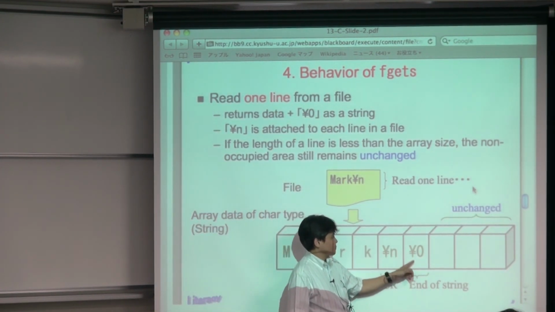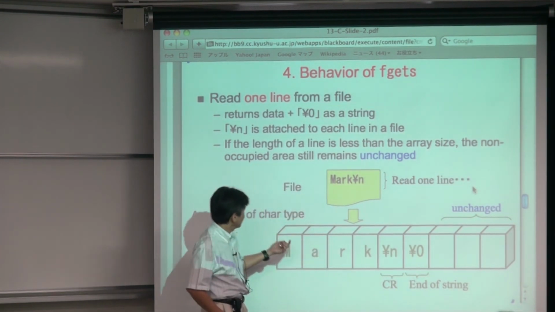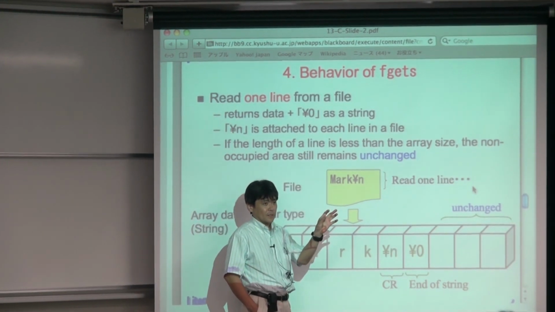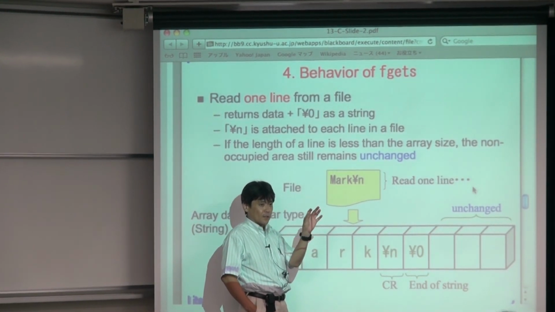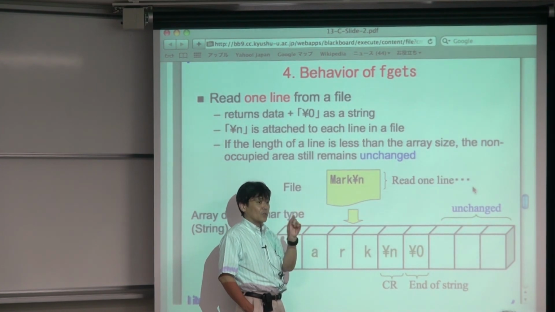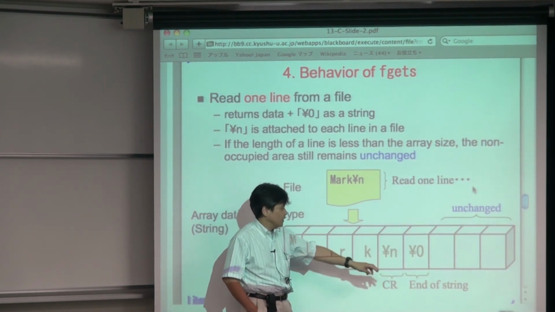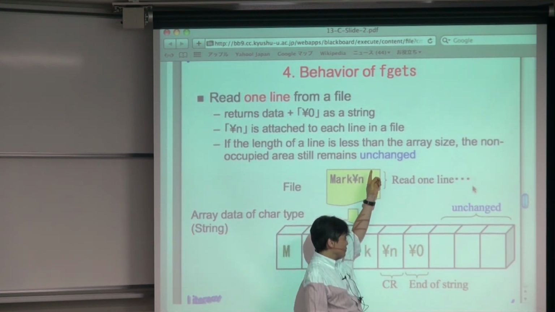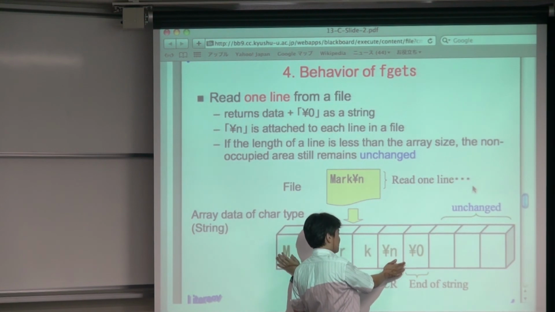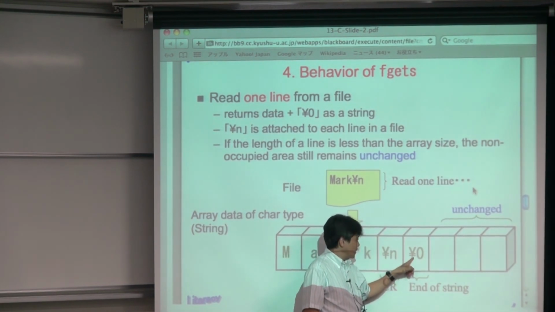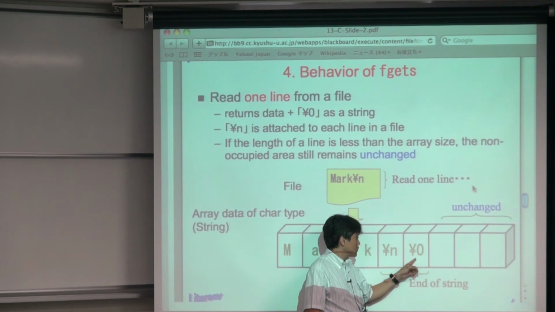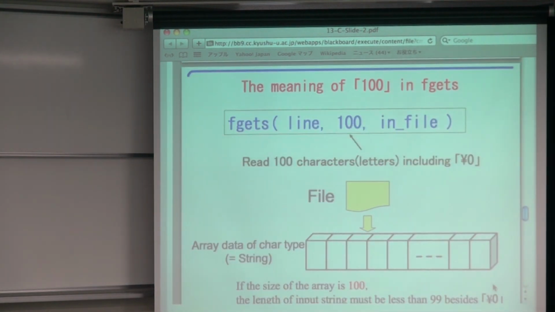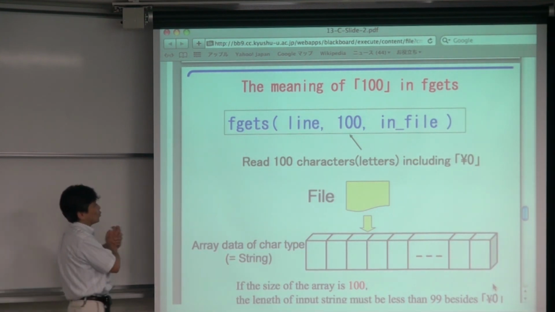So this is important. This fgets function returns the string data. As already explained, the end of string data should have a special character. So anyway, this function puts this symbol at the end of the actual string. This means the end of string. Usually this special character is necessary.